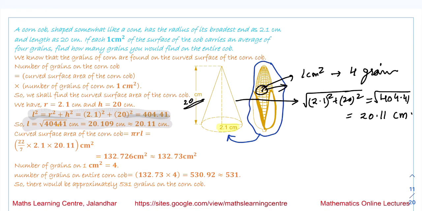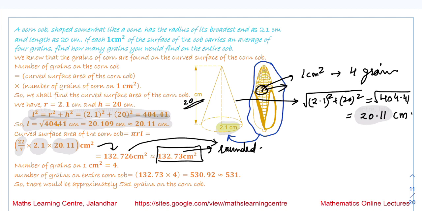Now curved surface area of the cone is pi r l. The value of pi we are taking is 22 by 7. Radius we have is 2.1, and the value of l we have is 20.11 centimeters. So the final answer is 132.73 centimeter square, and we have rounded this value up to 2 decimal places. You can round it up to 1 decimal place also, because the length given to us is up to 1 decimal place. So it is up to you how you want to solve this question.